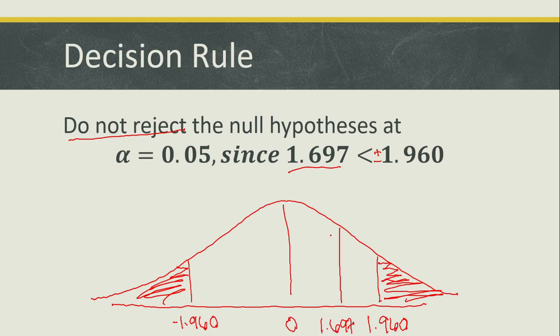1.697 falls in the non-critical region. Kaya po, accept. Pwede mo sabihin na accept, pwede rin do not reject. So, pareho lang po yun, ha? Kung gusto nyo isulat, accept the null hypothesis, okay lang. Do not reject, okay lang din. Pareho lang naman kasi ng ibig sabihin.